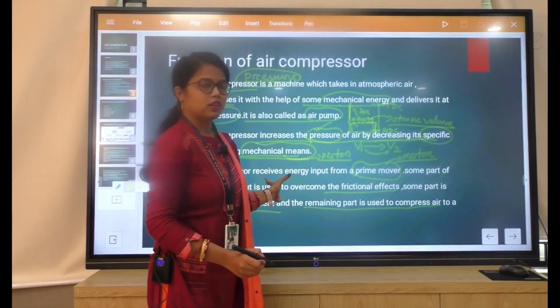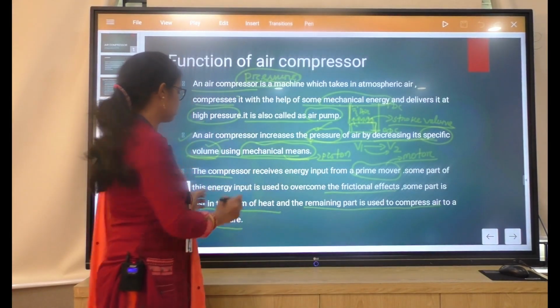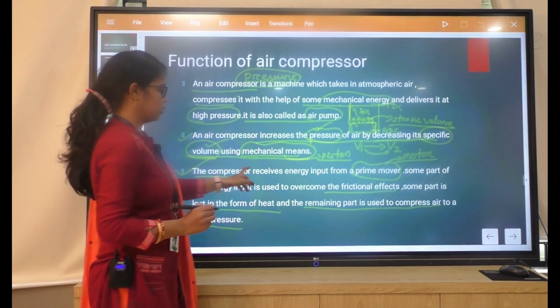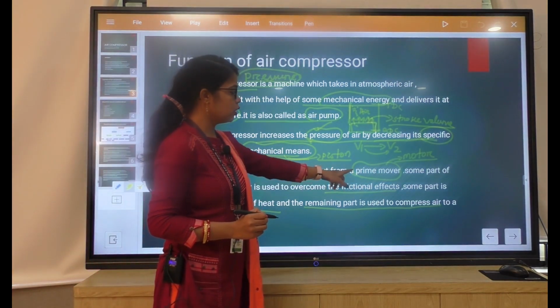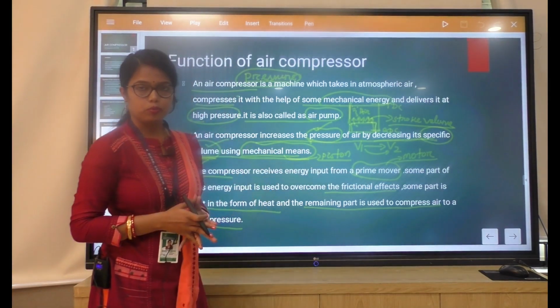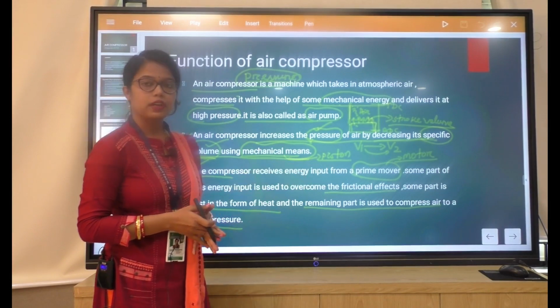What do you understand by this line, by this most important point? That means here we are using what? A prime mover. Prime mover, I told you, is a motor.